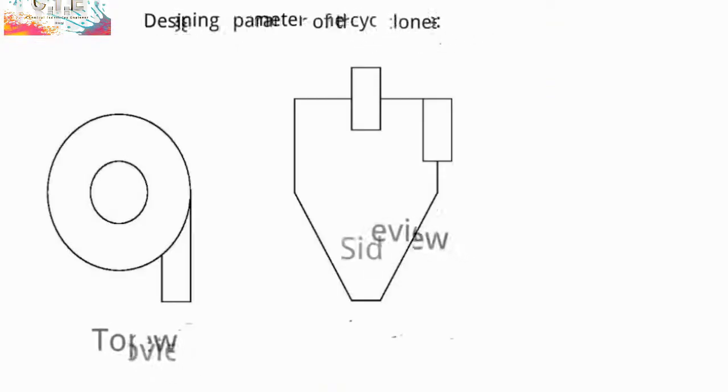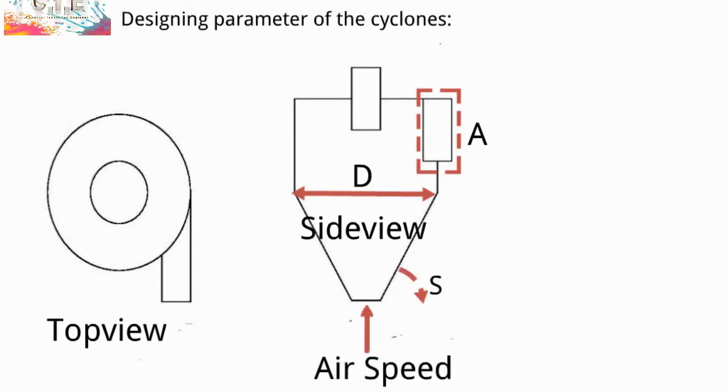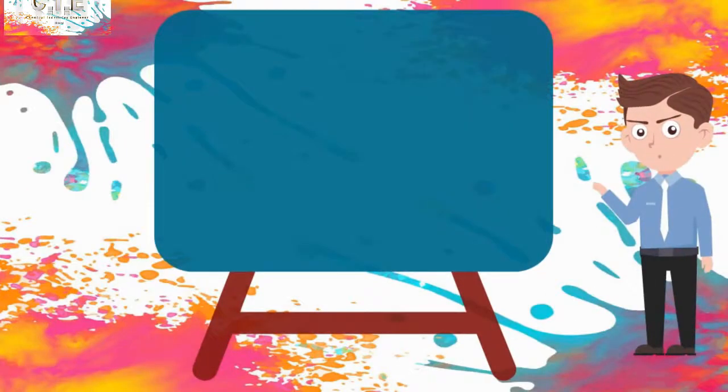To design the cyclones, we have many parameters, like the diameter of the discharge outlet between the cylinder and the cone, inlet area of the feed, the slope of the cone, the speed of the air, and outlet area of the gas. All these dimensions vary depending on the manufacturer, but in general, the most used parameters with all manufacturers are the following.